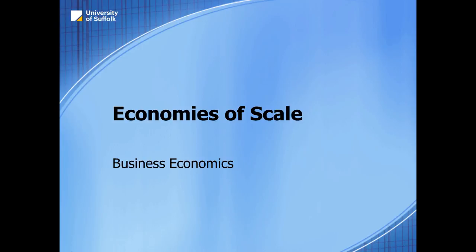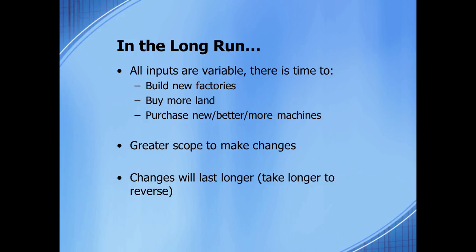And we've been thinking of the short run for businesses, our production decisions, and increasing the variable inputs. We're now actually going to be looking at the long run, and here all the inputs are variable, and we have the time to build new factories, to buy more land, to purchase new, better, more machines, and there's a greater scope to make changes in the long run than there is in the short run. The changes will take longer, but equally they take longer to reverse. So if we mess something up, it will take an awful lot longer to correct it.